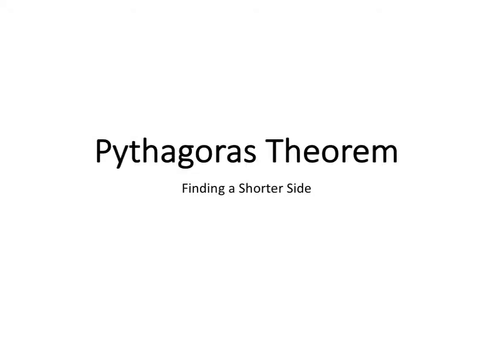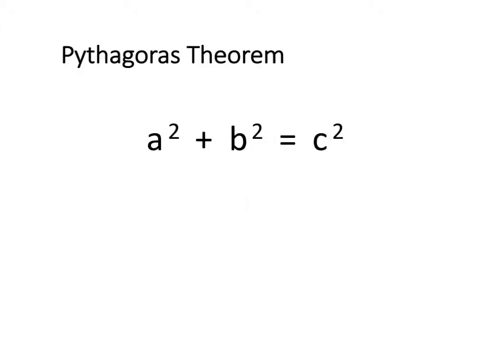In this video, we're going to have a look at how to find a non-Pythagoras side, or one of the shorter sides of a right-angled triangle using Pythagoras theory. So my general Pythagoras rule of a squared plus b squared is equal to c squared can be modified to find what a is or find out what b is.